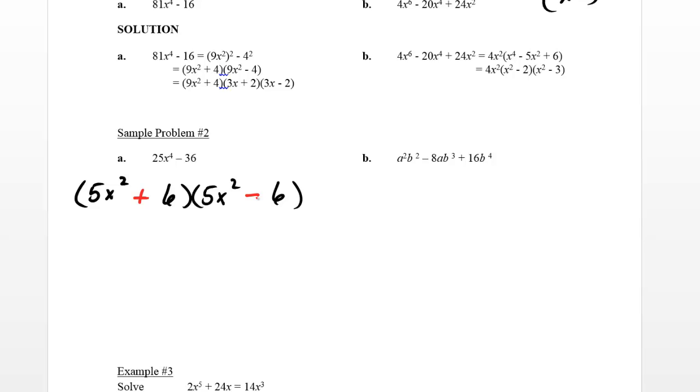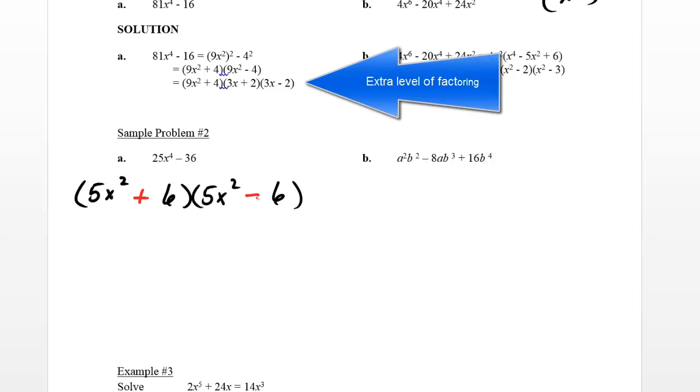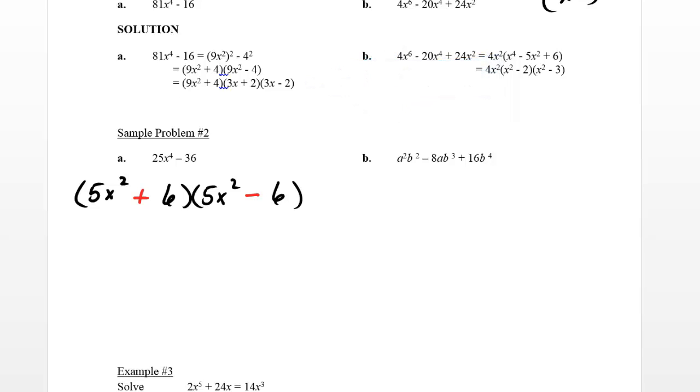And so the difference here with factoring quadratic expressions and factoring higher degree polynomials that are similar to quadratics is that we should always be looking for a second level of factoring to see if it's available. And in this case, it's not. 5x squared plus 6 cannot be factored, and 5x squared minus 6 can also not be factored. And so we will take a look at that each time.